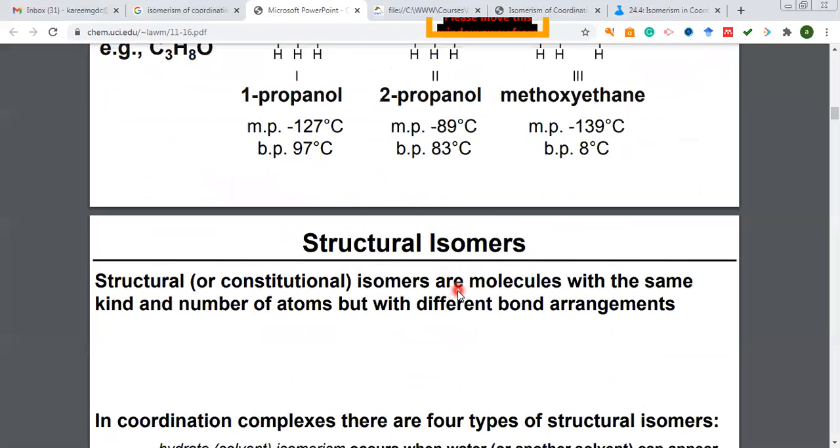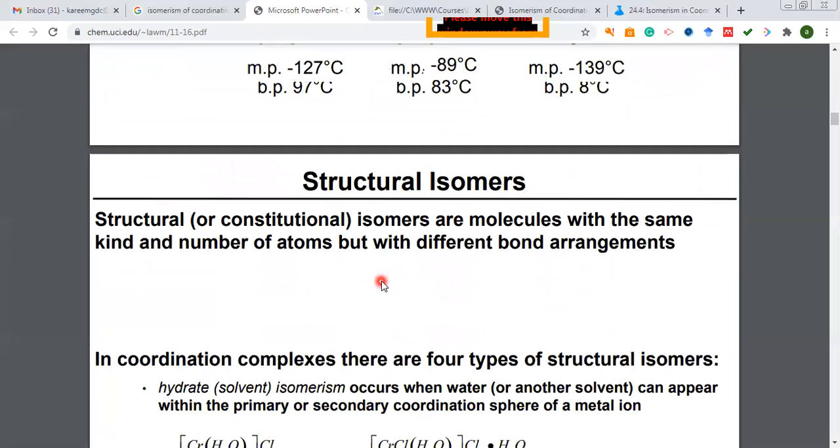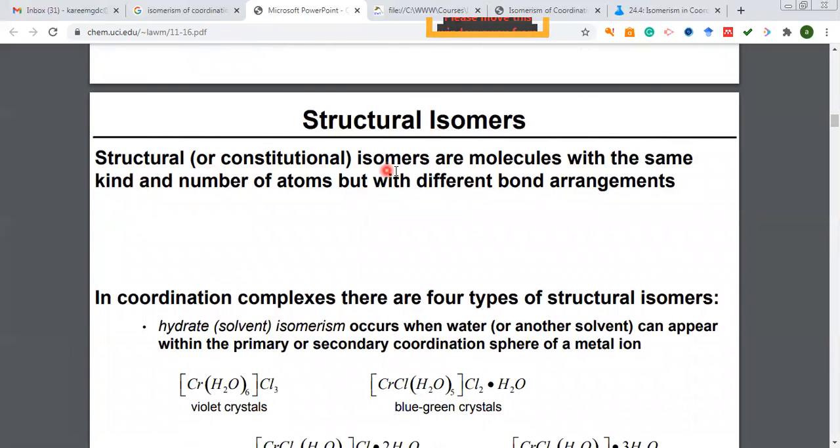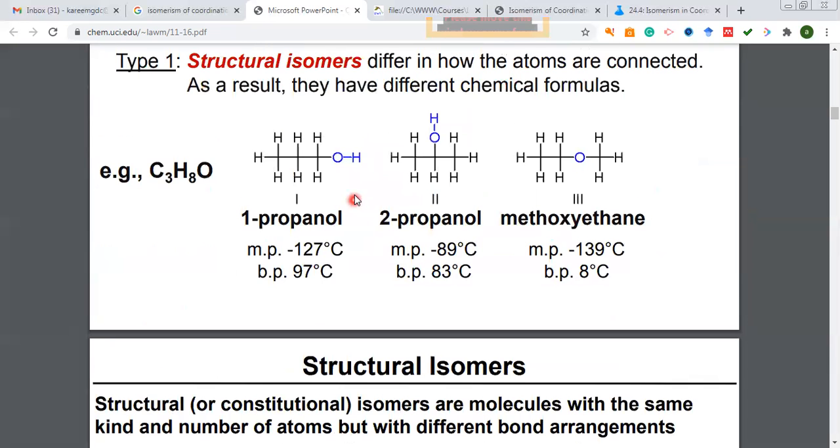Now come to structural isomers, or constitutional isomers, of coordination compounds. Structural or coordination isomers are molecules with the same kind and number of atoms, that is, the same molecular formula, but with a different bond arrangement. Bond arrangement means different linkages. Here this group is linked to the first carbon, and here this group is linked to the second carbon.